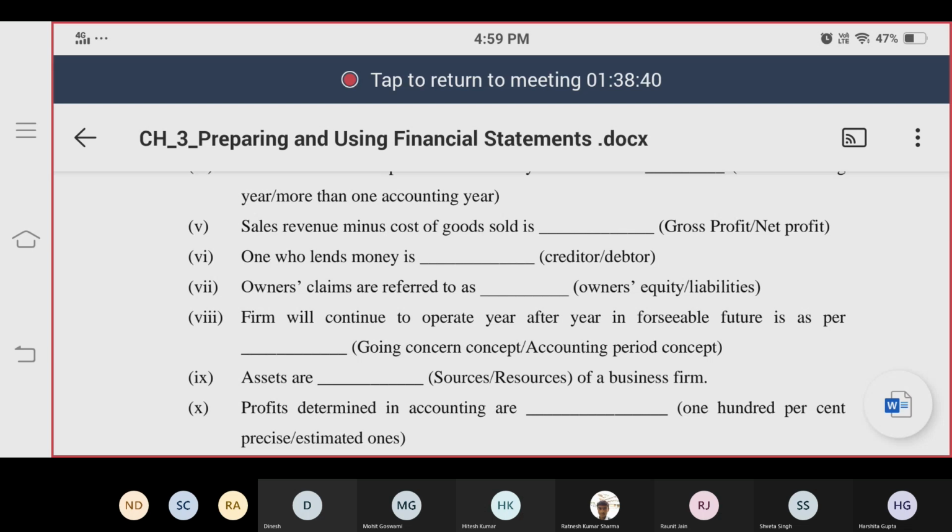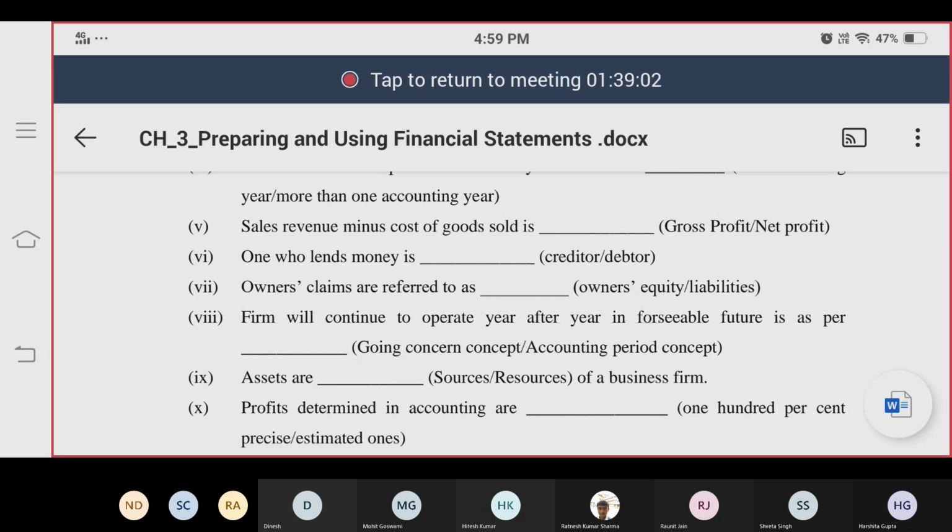So owner's claims are referred to as owner's equity. Okay. The firm will continue to operate year after year in the foreseeable future as per the going concern concept. All of you have done the going concern concept. A company once formed will continue to exist perpetually unless, of course, it is brought to a legal end by an act of law. Okay.